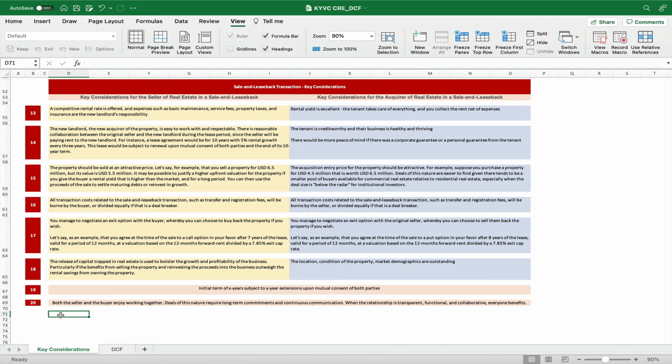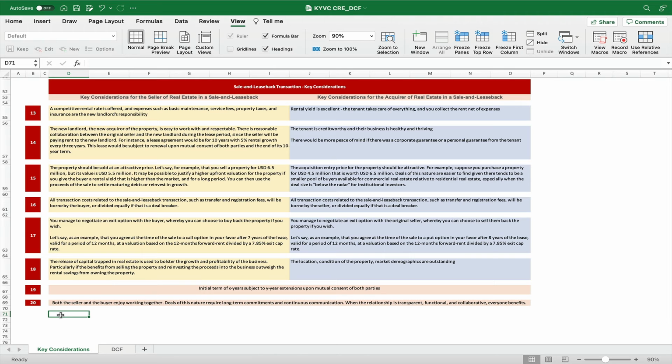The next point to discuss is the exit options for both the seller today of the real estate assets and the new buyer of the real estate assets. So from the seller's perspective, they would want to negotiate an exit option with the incoming buyer, whereby if they want to buy back the property they are selling today, once their financial situation is better, then they could do so. And that is called a call option.